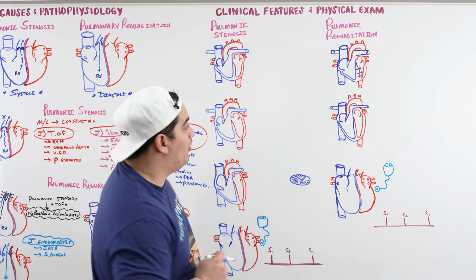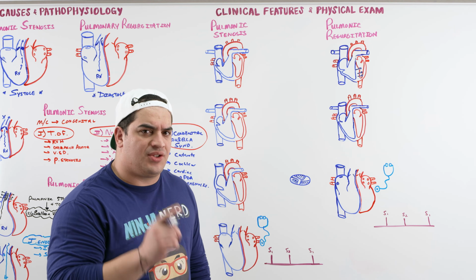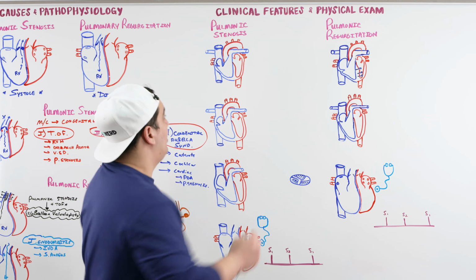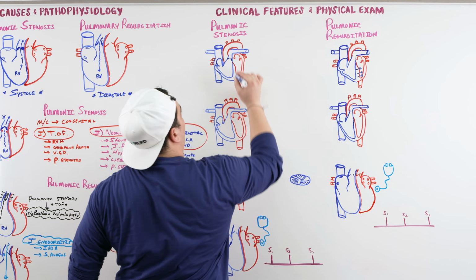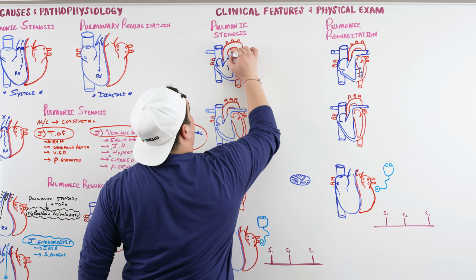All right, so let's talk about pulmonic stenosis, the clinical features and physical exam findings. When a patient has pulmonic stenosis, the problem is getting blood out of the right ventricle into the pulmonary artery. We already know that, right? Because this valve is just super stiff and fibrotic, it doesn't want to allow us to push blood through it, so not as much blood is getting out.